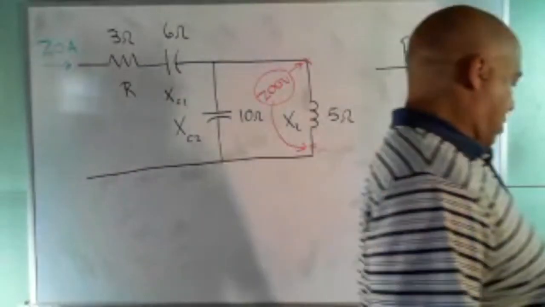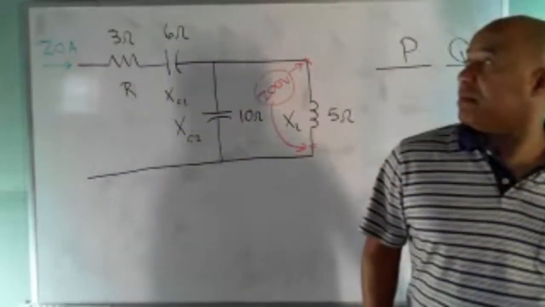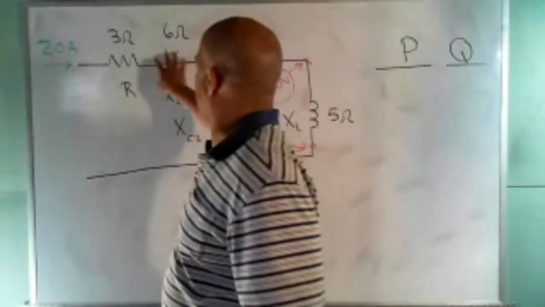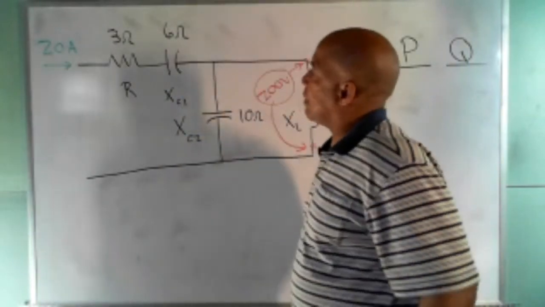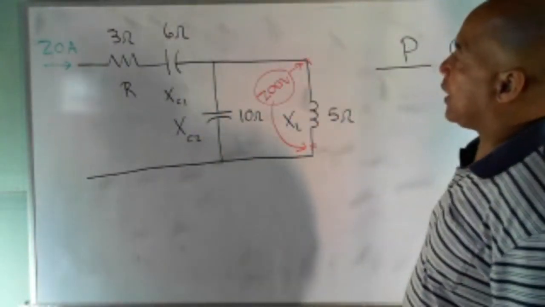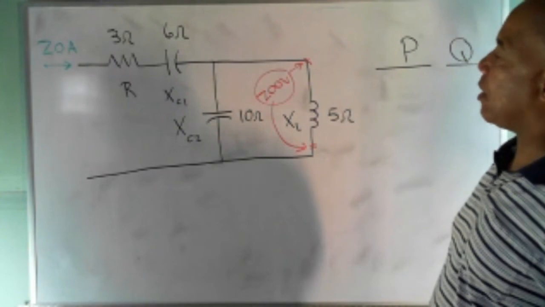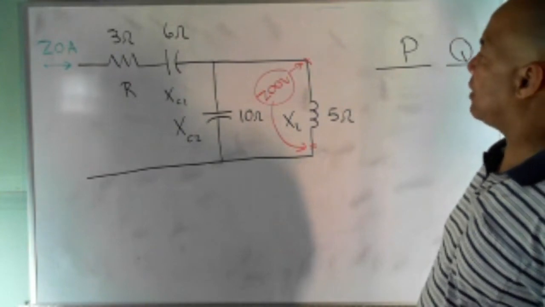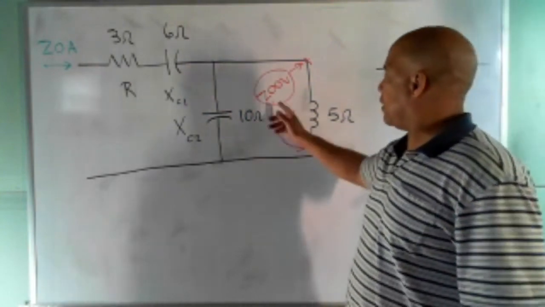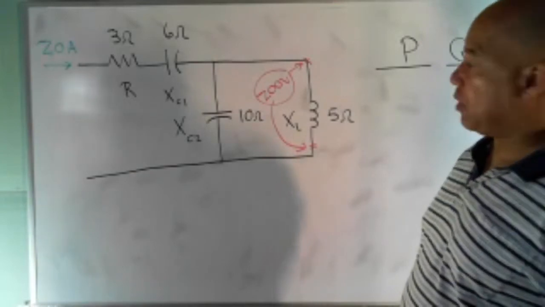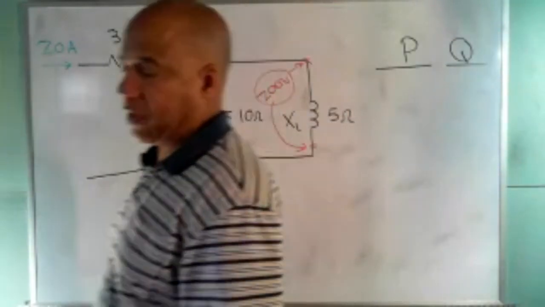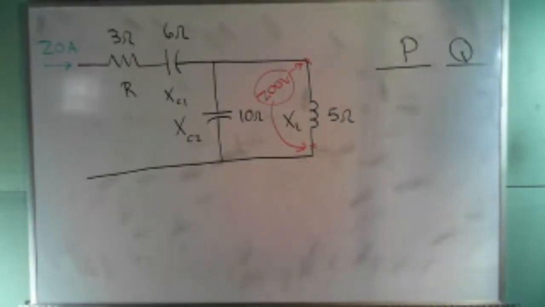All right, so we got the circuit. We know in this part of the circuit, the main lines, we have 20 amps flowing through R and XC1. And over here, they tell us the voltage across XL is 200 volts. So I'll be quiet, give you a couple more minutes to work on it, and then we'll talk about it.